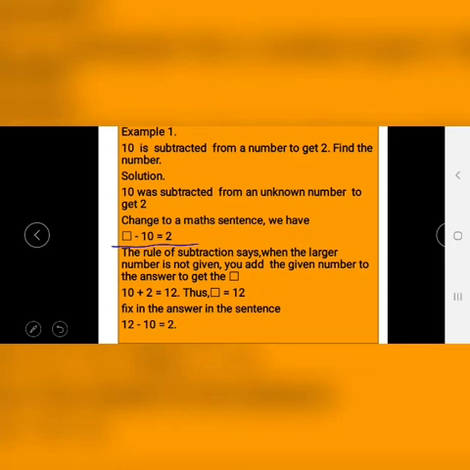And there's a rule that must be used to follow this very statement. The rule says when the larger number is not given, you add the given number to the answer to get the box. So when you add 10 plus 2, definitely you're going to get 12. Thus, the box is 12. Then you have to fix your answer in the sentence. That means box minus 10, your box is now 12 minus 10, which is equal to 2. This very sentence is correct.